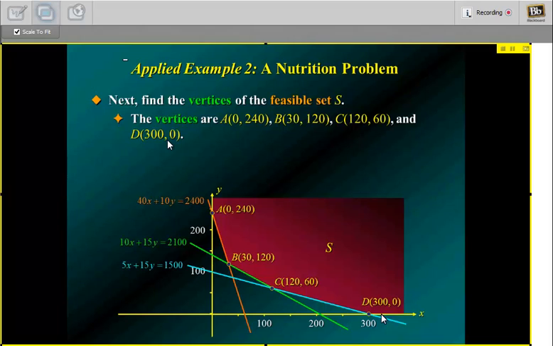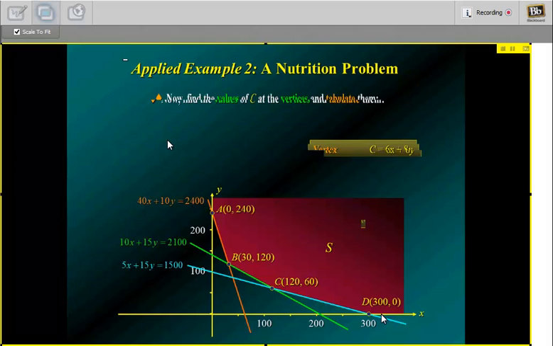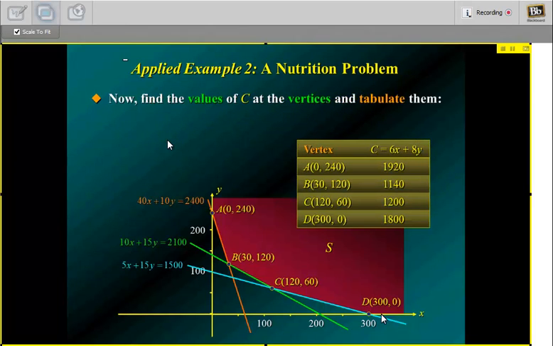So now the question is maximize. We will draw the table and check which one has a maximum value. At each position we will put the value in the objective function and check whether it is the maximum value or not. So let us draw a table and put all these 4 points in it. The objective function is C is equal to 6x plus 8y. For the first point 0, 240, the objective function will be 1920. Then for B, C, and D. For the fourth point, this is 1800.